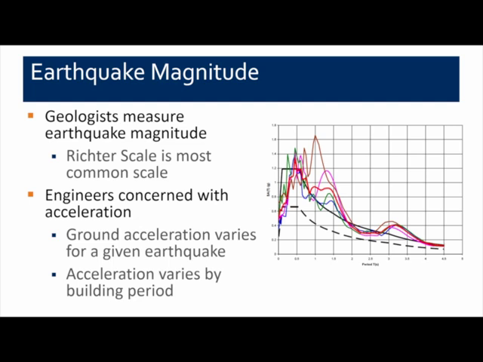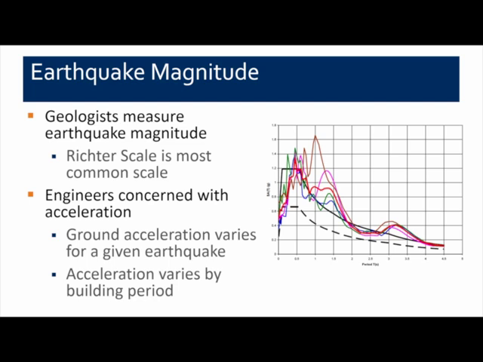Shorter buildings usually have a period of less than 1 second, and taller high-rise buildings usually have periods greater than 2 seconds. So you can see from this plot on the right, it shows you the variation of accelerations on various building periods. And what this also shows you is the variations that can occur within a common earthquake.